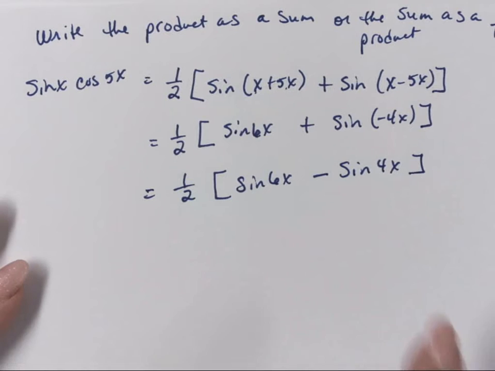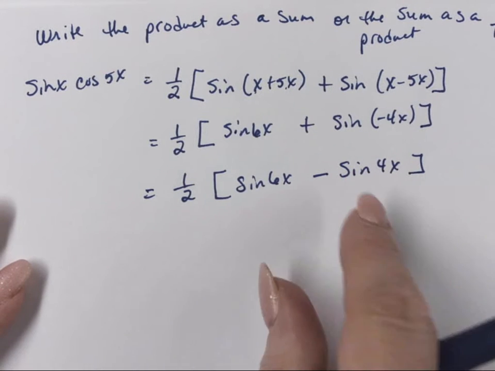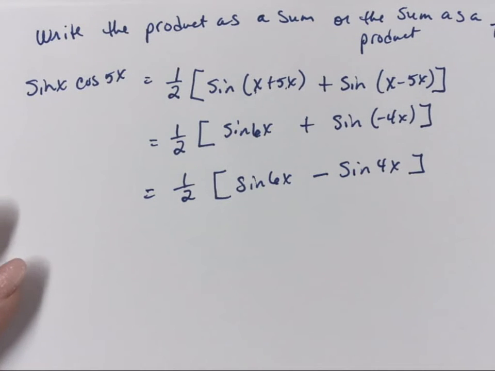If this was cosine, it would be an even function, and so it would stay as plus, and the negative would be absorbed into it because it's like a parabola of x squared.